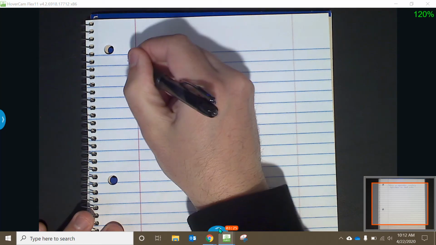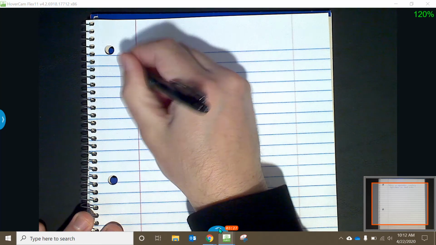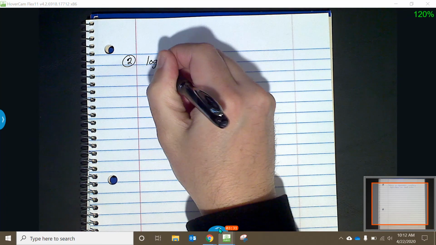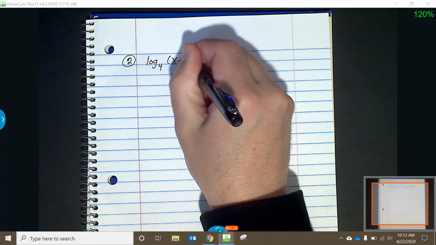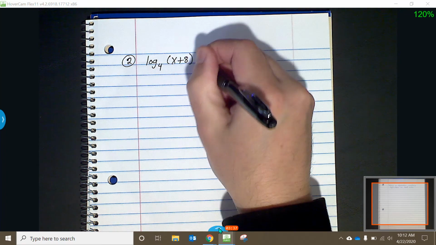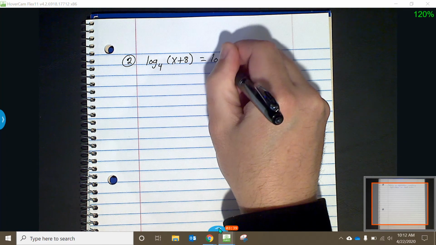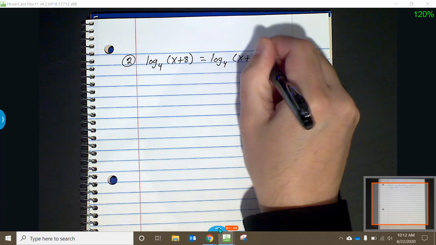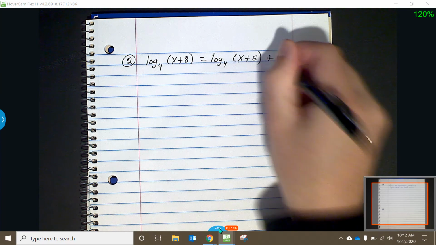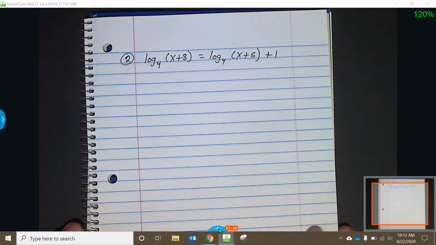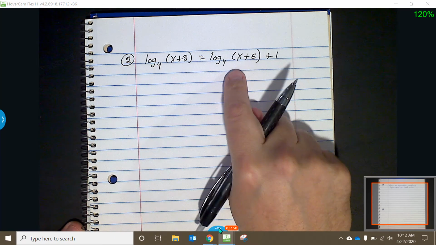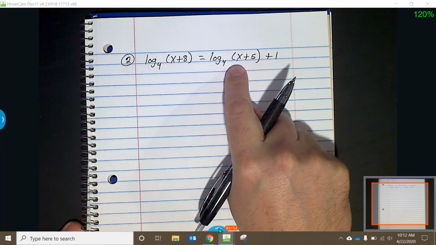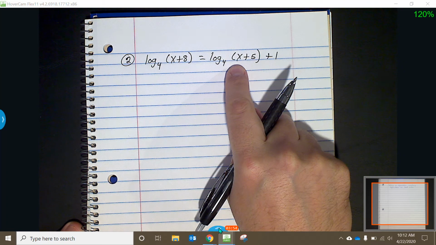I'm going to try to condense this a little bit. So number 2, you can try this one. Now we're going log base 4. But the same rules all apply, the same process. Okay, so I'm going to subtract this from both sides. If you want to pause it and try it, go for it.